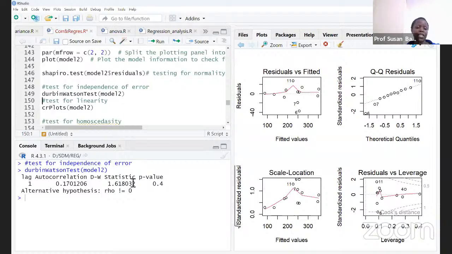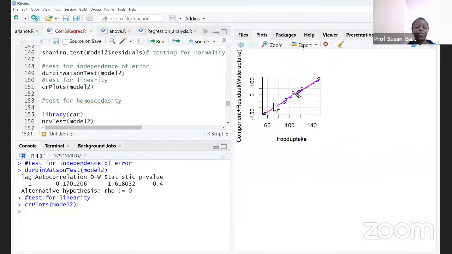Then we also have a test for linearity, line 151, the CR plot. It tests for linearity. If we run that, we will see a plot of water uptake versus food uptake. If the points follow the pink line, there is a pink line and a blue line, and we see that the pink line and the blue line are overlapping. In case one deviates from the other, then the two variables are not linearly related. But here we see that both the blue line and the pink line are fusing into each other. They are overlapping, meaning that the two variables are linearly related.